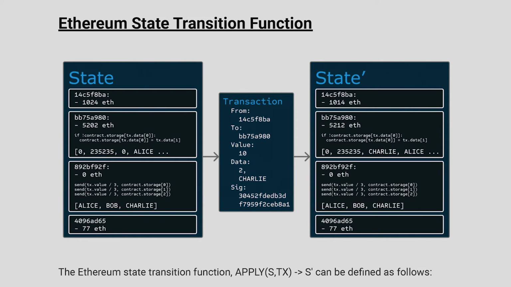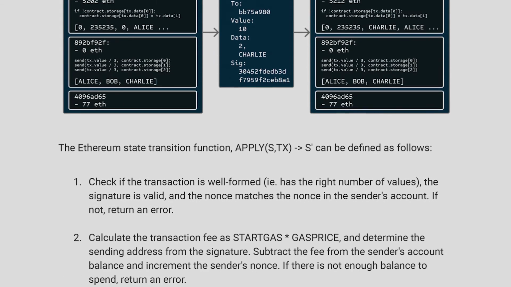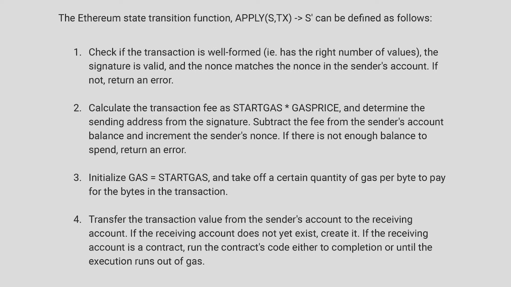Ethereum state transition function. Here's a diagram. The Ethereum state transition function, APPLY(S,TX) -> S', can be defined as follows. 1. Check if the transaction is well-formed, i.e. has the right number of values, the signature is valid, and the nonce matches the nonce in the sender's account. If not, return an error. 2. Calculate the transaction fee as STARTGAS * GASPRICE, and determine the sending address from the signature. Subtract the fee from the sender's account balance and increment the sender's nonce. If there is not enough balance to spend, return an error.